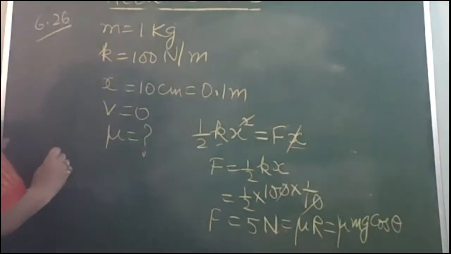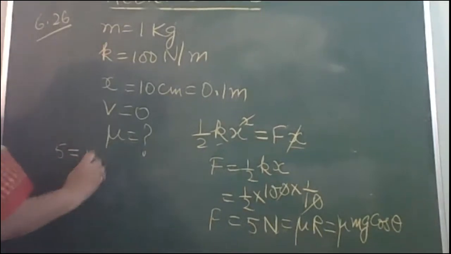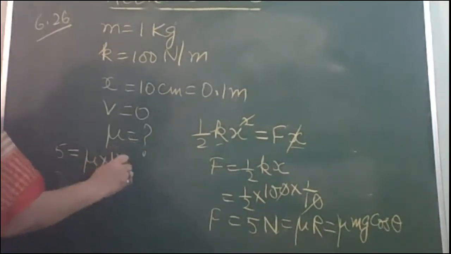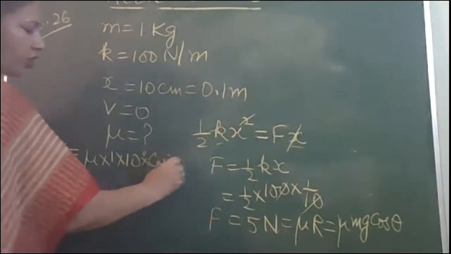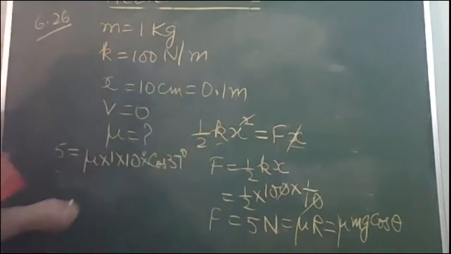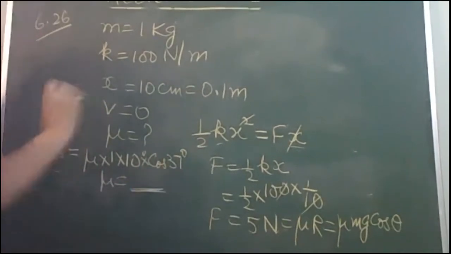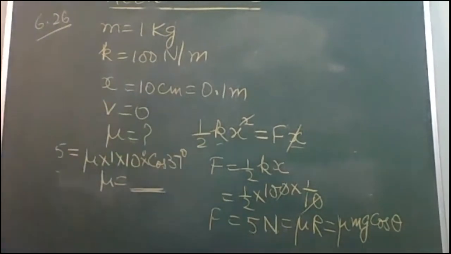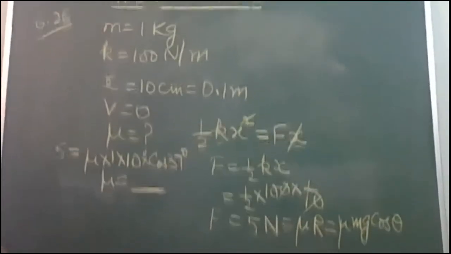So let us put in the values. Force is 5. Mu we are to find. Mass of the block is 1. Let us say g is 10, and see the value of cos 37 degrees from the tables. So you will get the value of the coefficient of friction. So you will find mu this way. Okay, so this is the concept, this is the logic behind it.